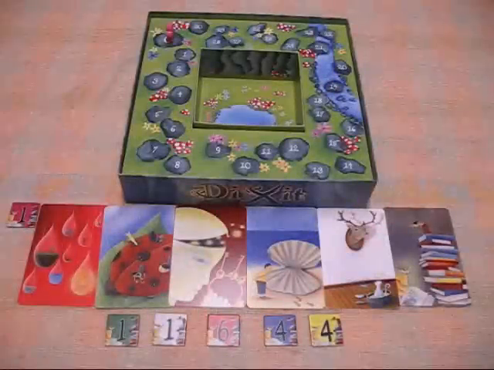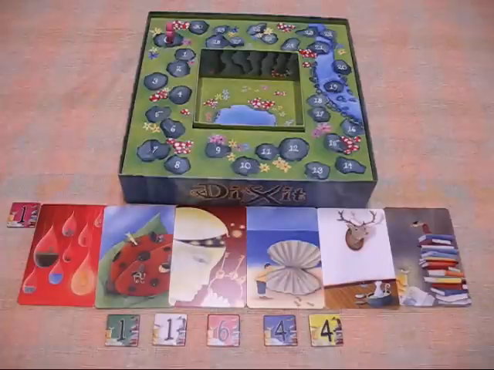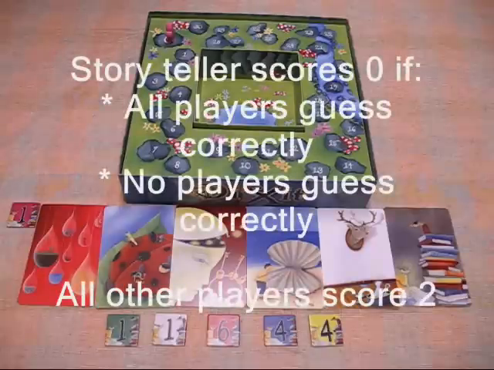Now I will talk about scoring. When the storyteller describes their card, the storyteller wants to describe the card well enough that at least one person will guess the card, but you don't want the description to be so specific or precise that everybody guesses the card, and here's the reason why. If everybody or if nobody guesses the storyteller's card, then the storyteller scores 0 points, and everybody else will score 2 points on the scoring track.